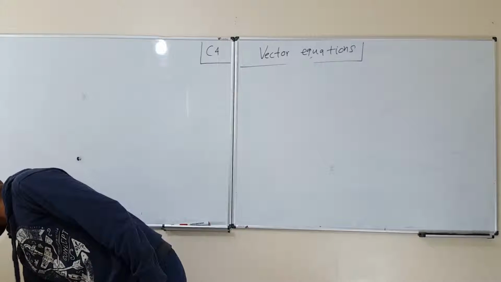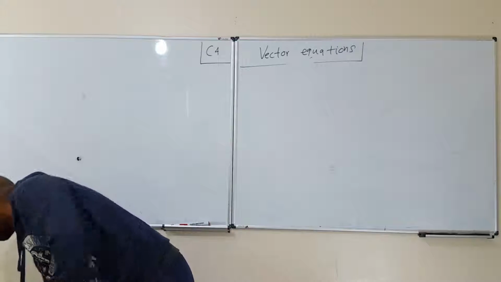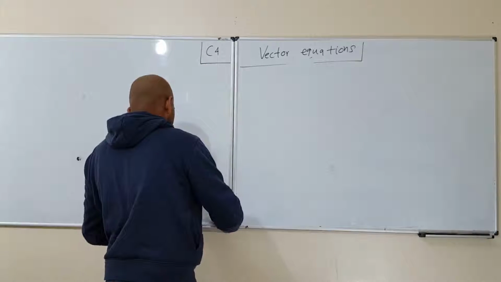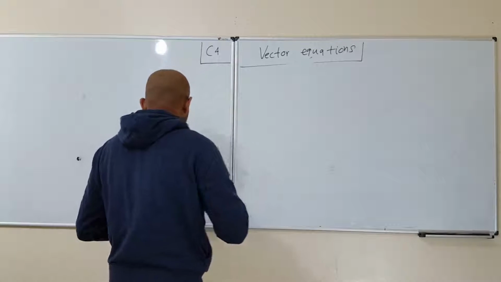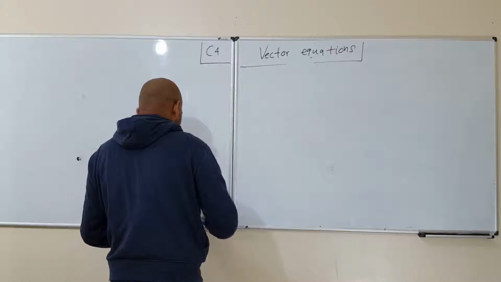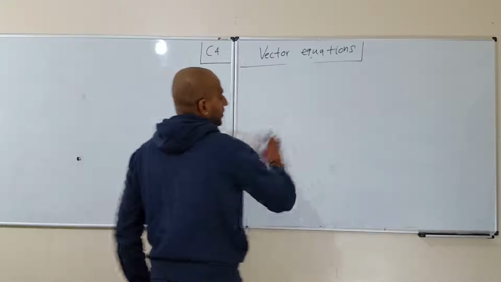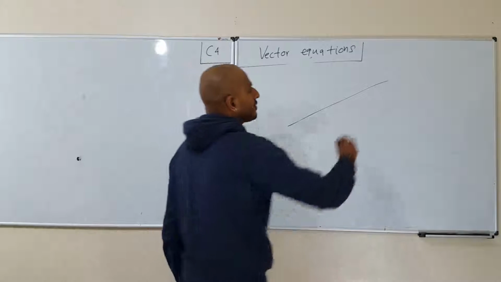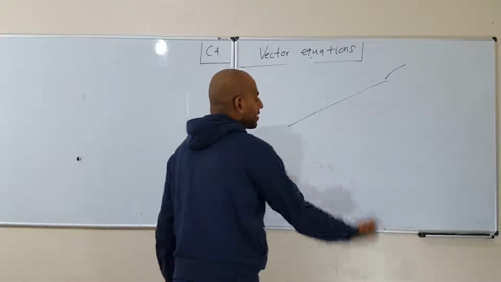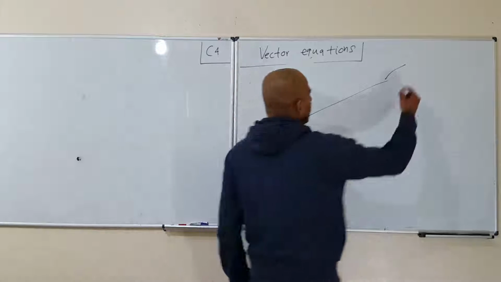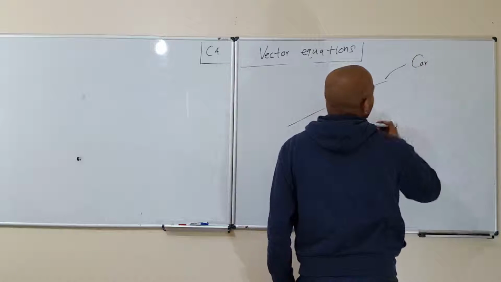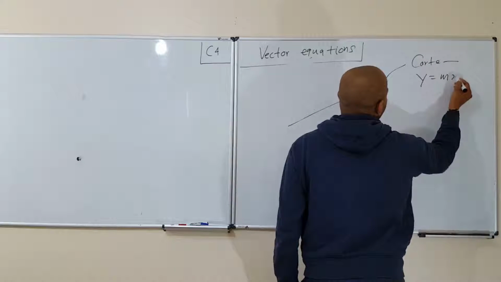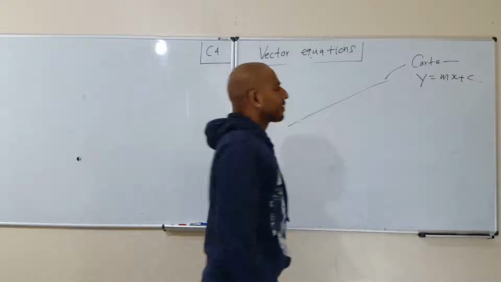So let's assume we've got a straight line, given by this. Normally a straight line can be depicted by a few types of equations. We can use Cartesian equations to depict it. Cartesian ones are basically based on y equals mx plus c. That's one way of depicting it.